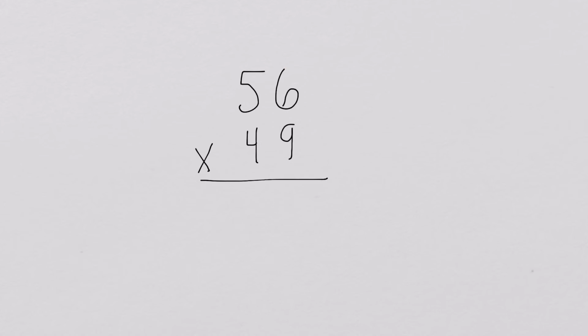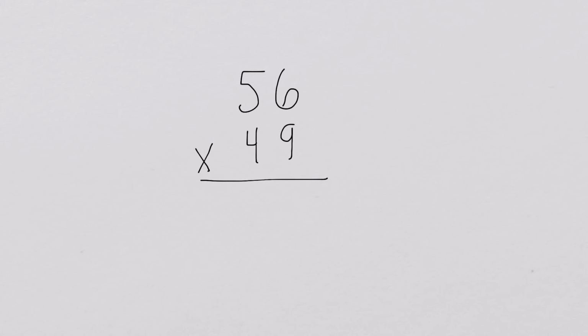I would like you to write this problem down now and try to solve it. Pause the video because in a moment I'll start talking us through it, but see how far you can get. See if you can get it correctly. And remember, when we start multiplying by this 4, we have to put a 0 down below, because we're multiplying by the tens place value. So pause the video, give it a try.